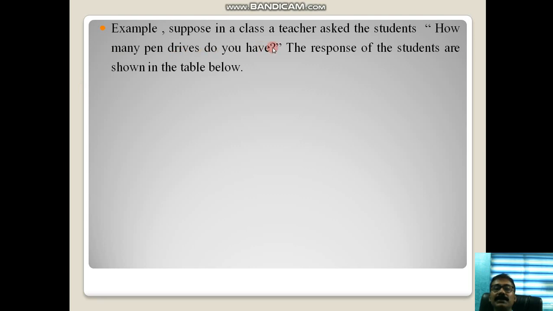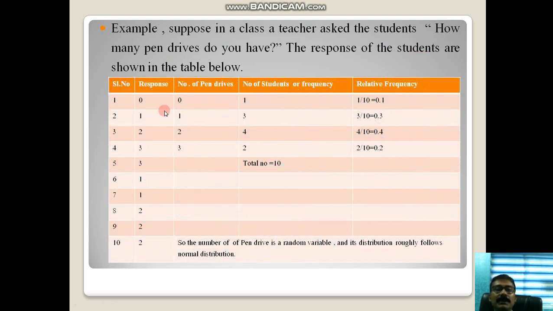So, for example, suppose a class consists of 10 students, and the teacher asked, how many pen drives do you have? The responses of the students are shown in the following table. These are the responses, the number of pen drives 0, 1, 2, 3, and the number of students, that means frequency, and this is relative frequency. Relative frequency is nothing but the frequency divided by the total frequency, that means 10.